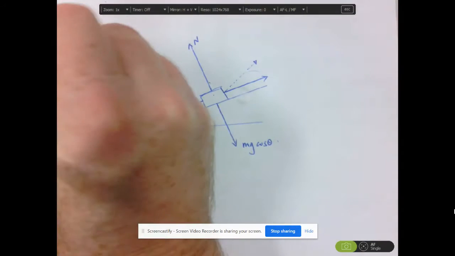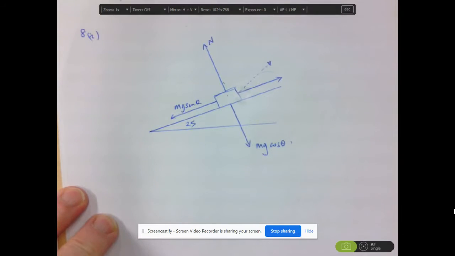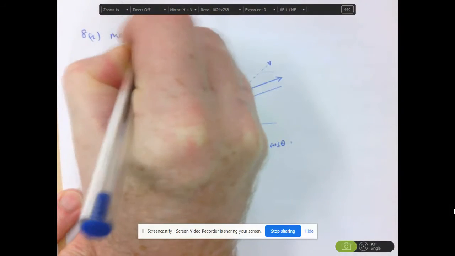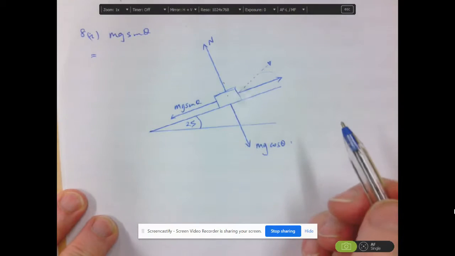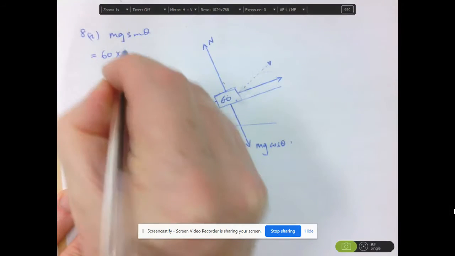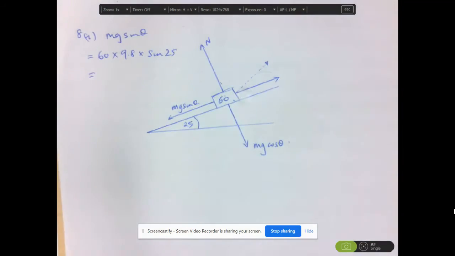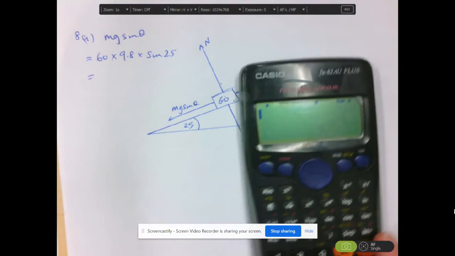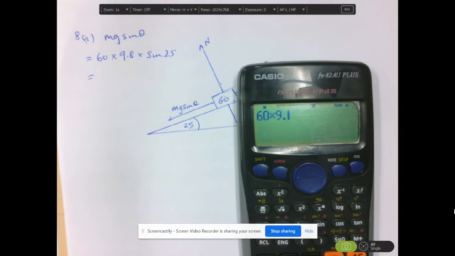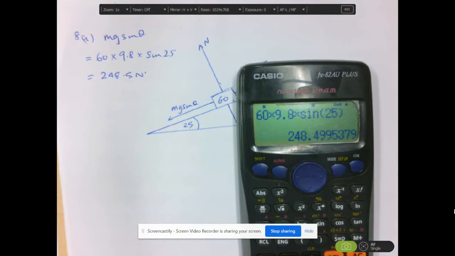So question 8, part 1. The force down the plane would be mg sine theta, where theta is 25 degrees and m is 60 kilograms. So it's 60 times 9.8 times sine of 25 degrees. Calculating that, 60 times 9.8 times sine of 25 is 248.5. So it's 248.5 newtons going down the plane.